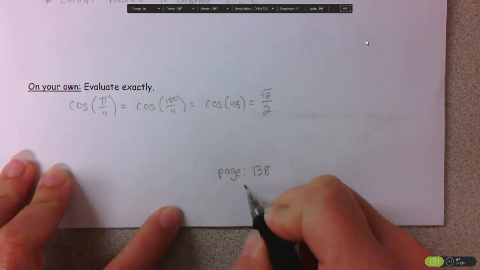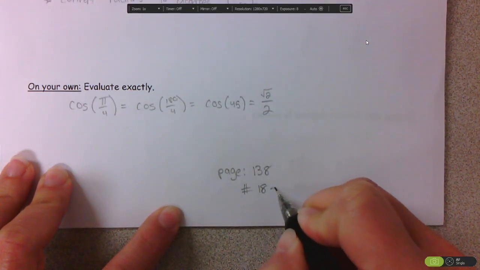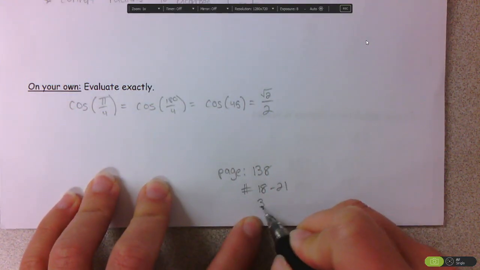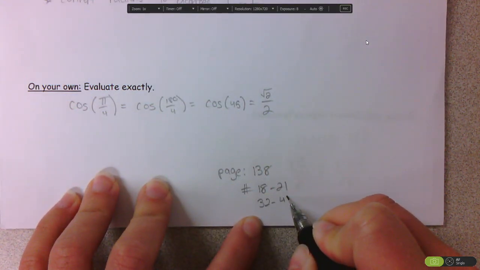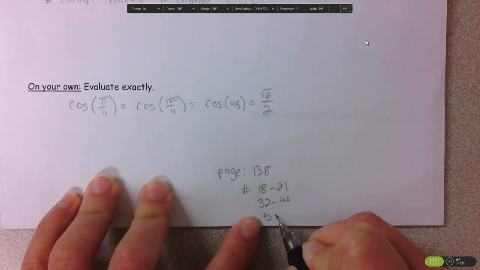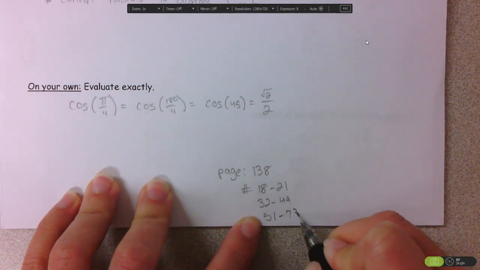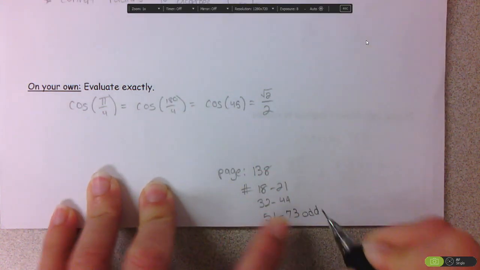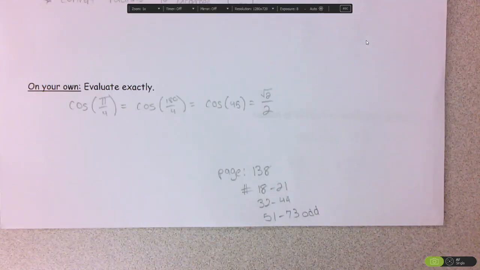For homework, page 138, numbers 18 to 21, 32 to 44, 51 to 73 odd. Please reach out if you have any questions.